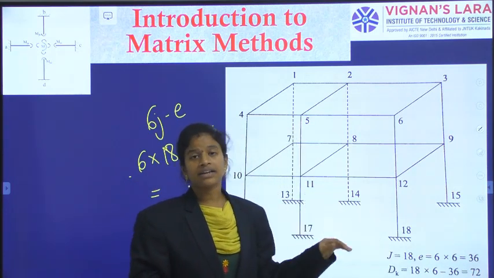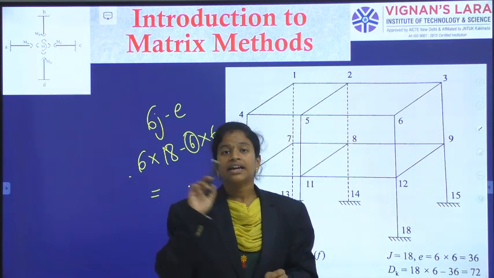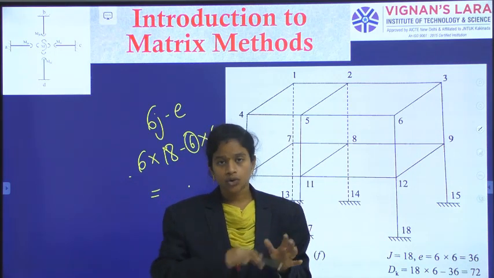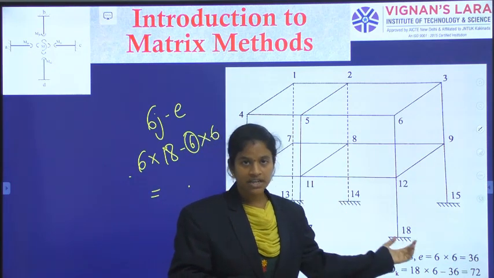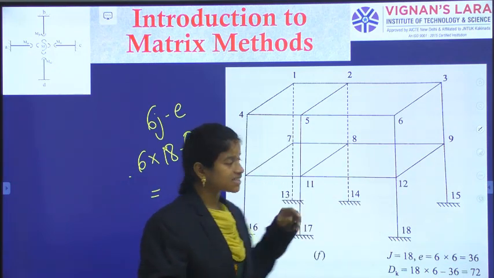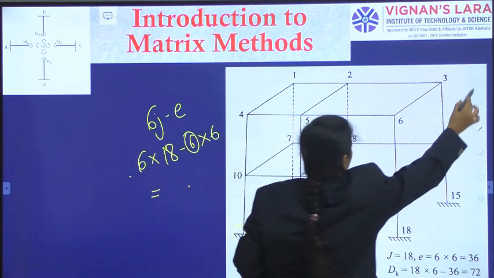I have got the output of the degree of kinematic indeterminacy as 6 times 18 minus 36, which is 72. The degree of kinematic indeterminacy: how many displacements are possible? The total displacements possible at all the joints, or the degree of freedom possible at the joints, is 72.